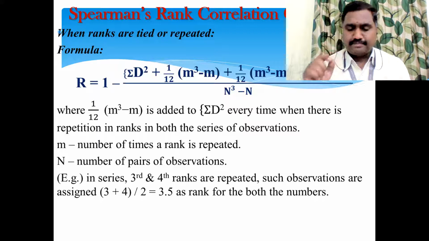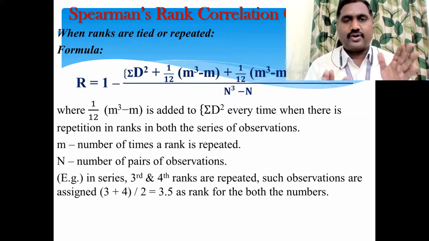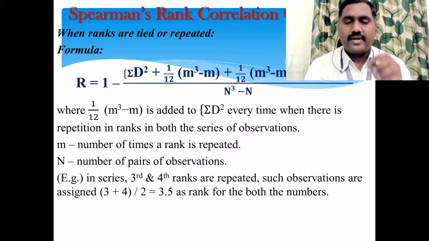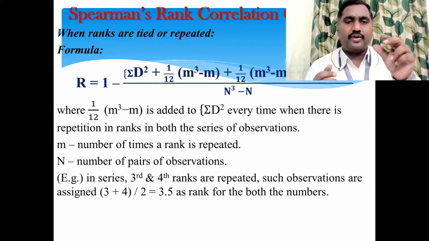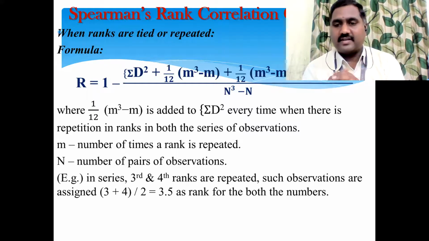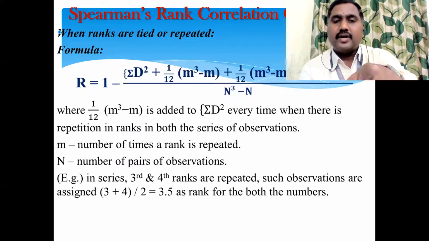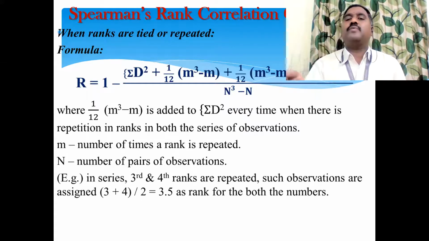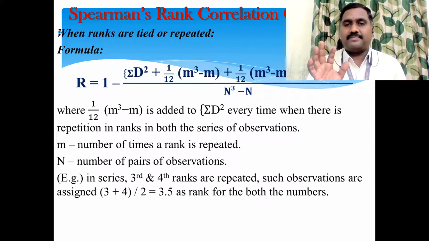Okay. So here you know the d value. D value is the difference between the rank 1 and the rank 2, whatever it is. Here this 1 by 12 into m power 3 minus m is, for example, if a particular value is repeated 3 times, or how many ranks repeated? Sir, only 2 numbers are repeated, means only 2 times you have to put 1 by 12 m power 3 minus m plus 1 by 12 m power 3 minus m. Suppose in the given series, sir, there are 3 numbers the same. So you have to put one more 1 by 12 into m power 3 minus m. So like that it goes on. When you work out the problem, you'll understand.